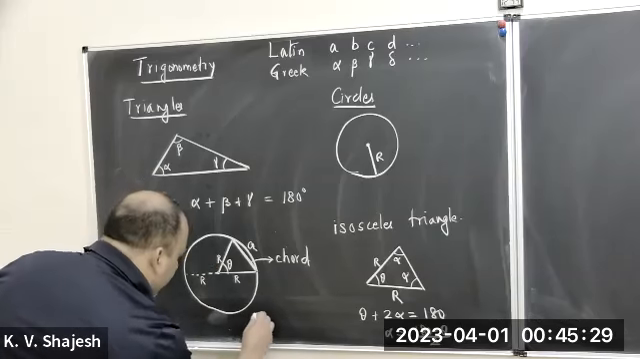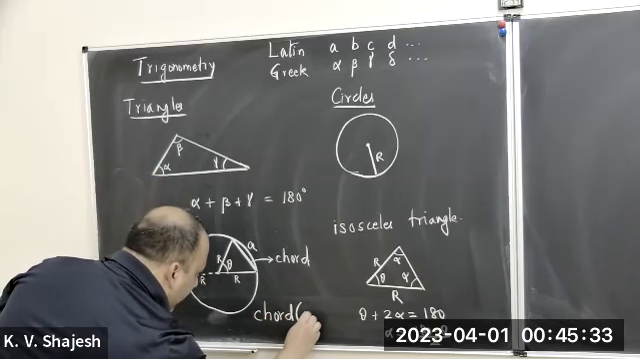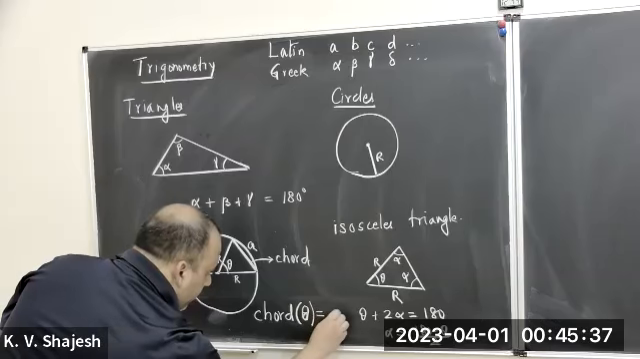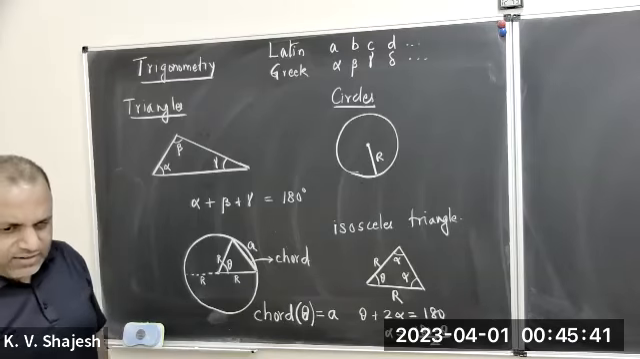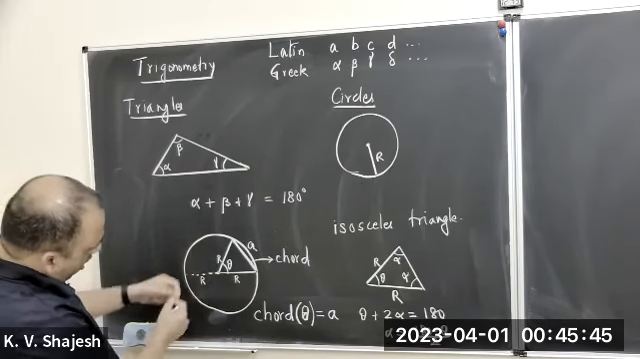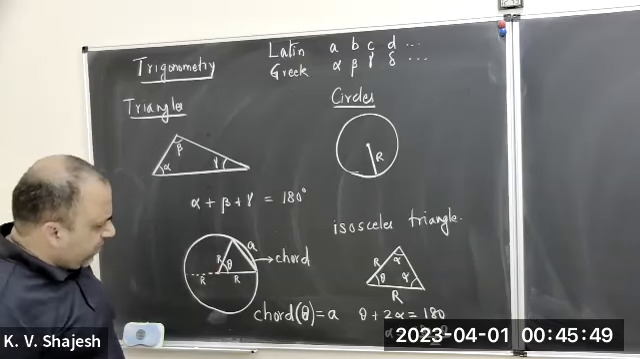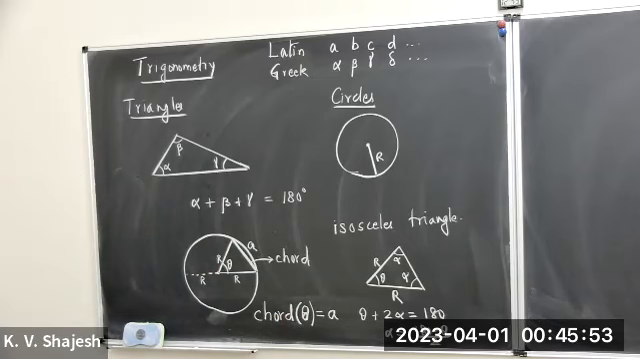So we will say that the chord of angle theta is equal to A. Is that clear? Is the definition clear? If I have an angle theta, across from that angle theta there is a distance, that's A, and the chord of the angle theta will be A.